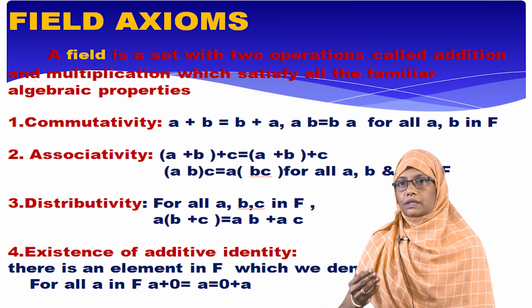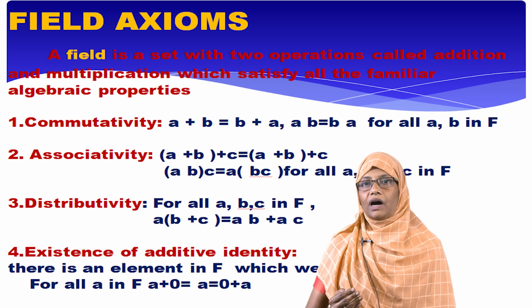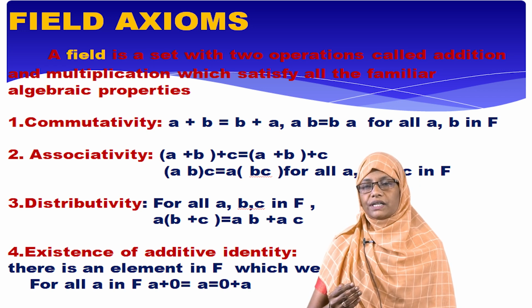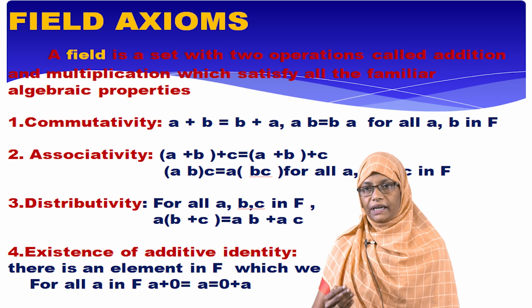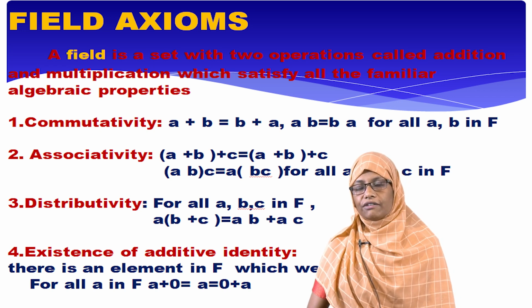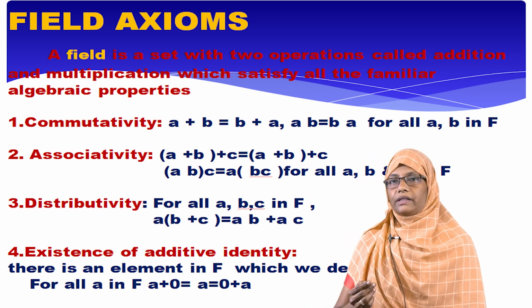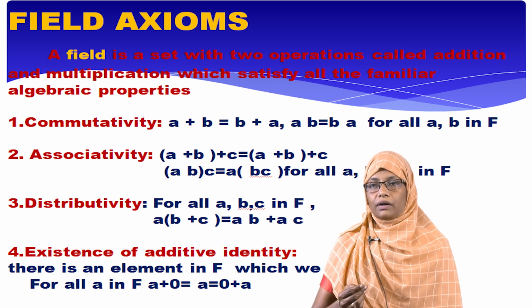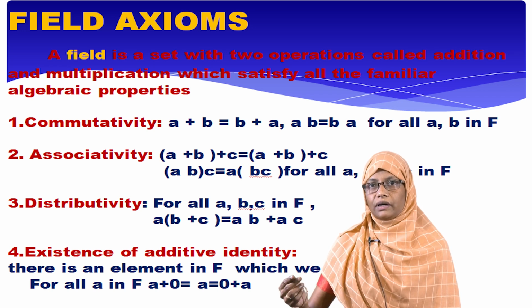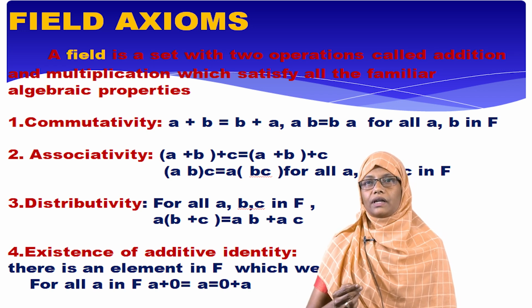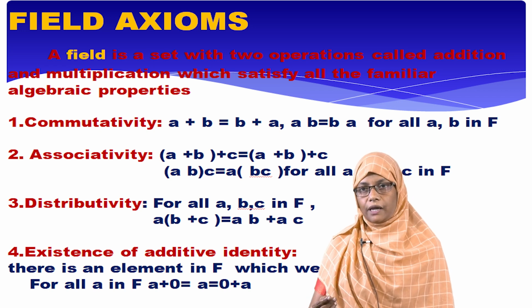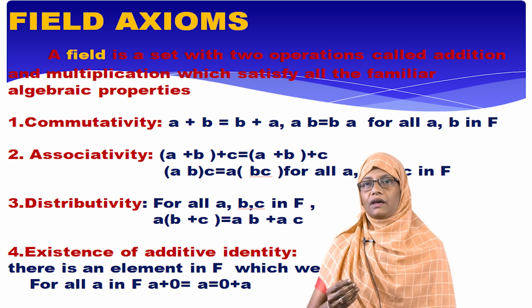Next, I am going to discuss the field axioms. A field is a set with two operations called addition and multiplication, which satisfy all the familiar algebraic properties. The first property is commutativity. In this property, for all a, b which are in F, in addition, a plus b equal to b plus a. For multiplication, a into b equal to b into a.